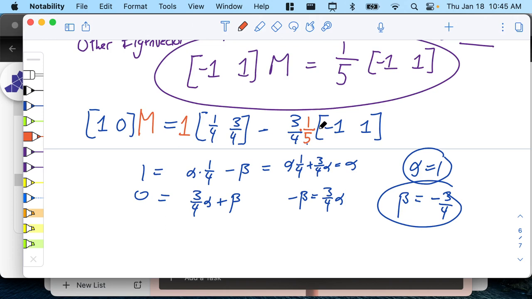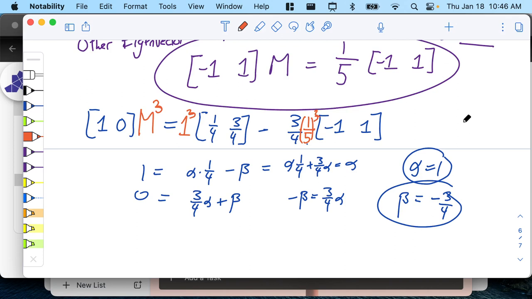Let's see what happens after 2 days. The whole thing is going to happen again. This thing is still the eigenvector of eigenvalue 1, so you multiply by 1 once again. This one is the eigenvector of eigenvalue 1/5, so you multiply by 1/5 once again. So after 2 days, you still have (1/4, 3/4). Nothing has changed there because multiplying by 1 doesn't do anything. But the other eigenvector, because the eigenvalue is 1/5, is shrinking: 1/5, 1/25. On day 3, it'll be like this.